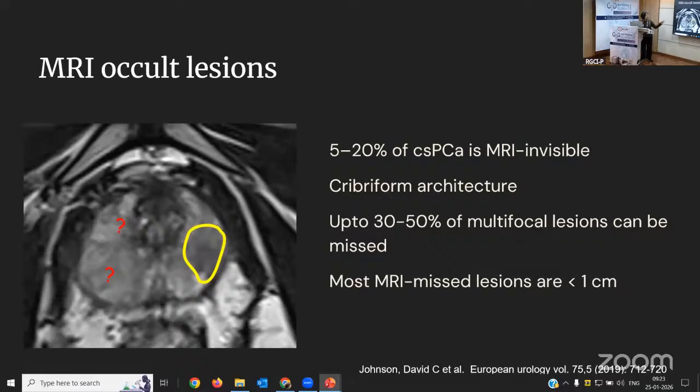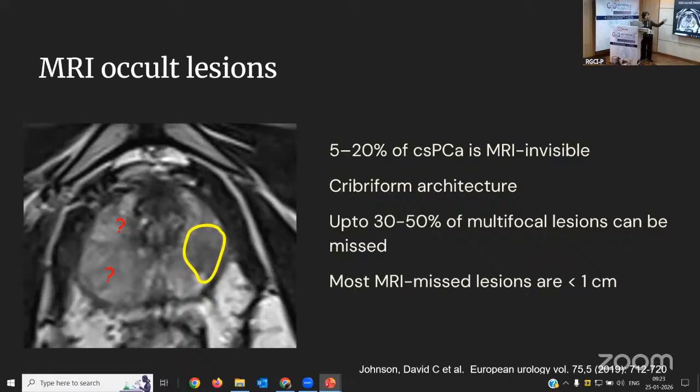So this is another challenge, MR occult lesions. This is where MR really fails. The job of MR is to pick up the dominant lesions in the traditional sense. MR was never made to pick up all possible lesions in the prostate. The role of MRI came to pick up the major lesion and decide whether biopsy needs to be done or whether you can avoid biopsy.